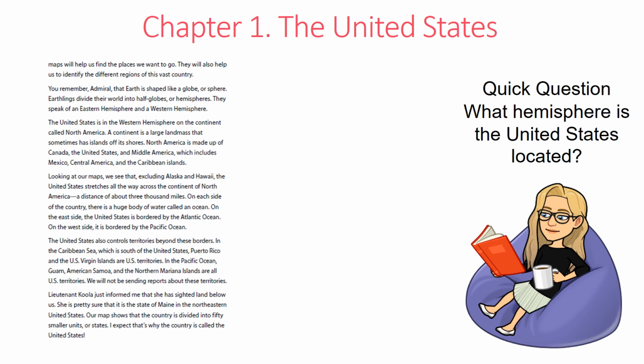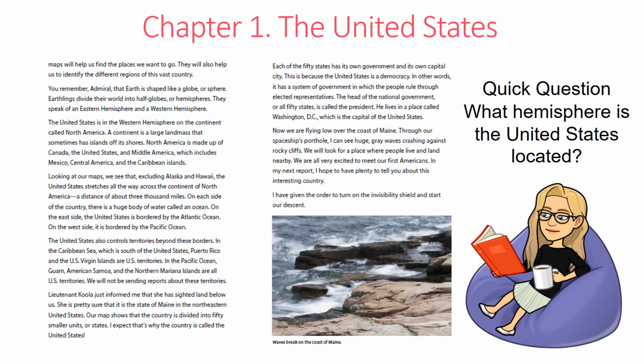Lieutenant Kula just informed me that she has sighted land below us. She is pretty sure that it is the state of Maine in the northeastern United States. Our map shows the country is divided into 50 smaller units or states. I expect that's why the country is called the United States. Each of the 50 states has its own government and its own capital city.